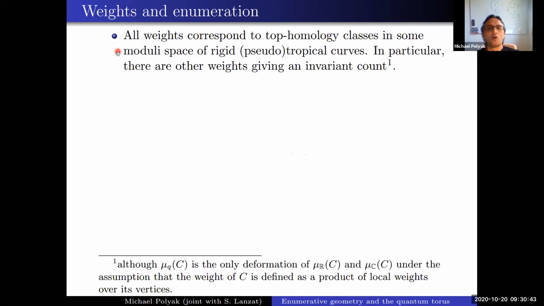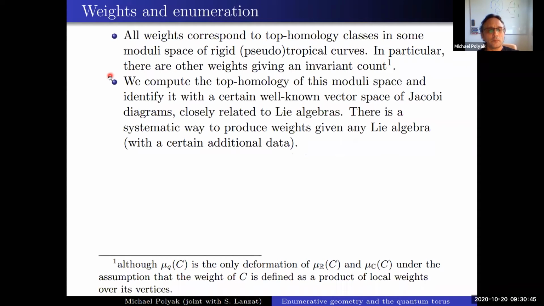And moreover, these weights are related to the top homology of these moduli spaces. And it just turns out that this top homology is more or less immediately identified with a certain vector space, which is known very well in knot theory as the vector space of Jacobi diagrams.